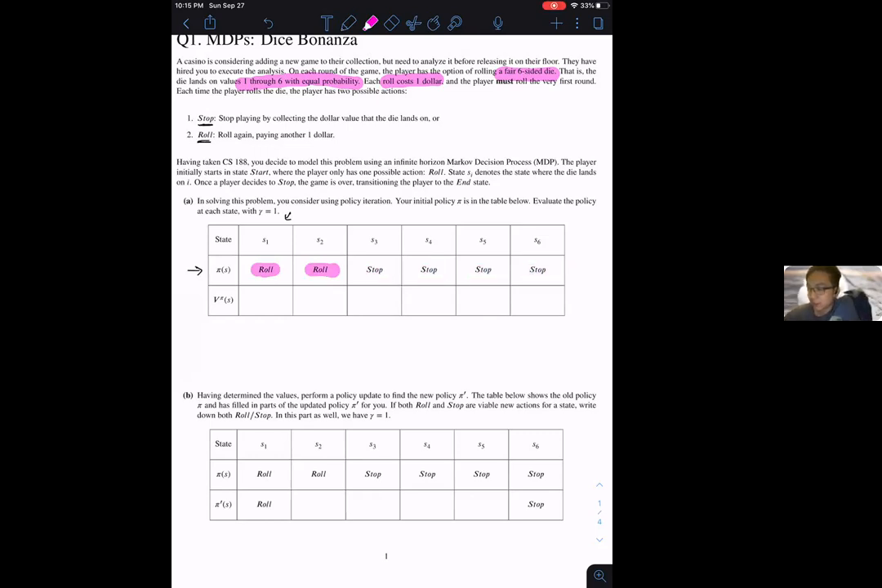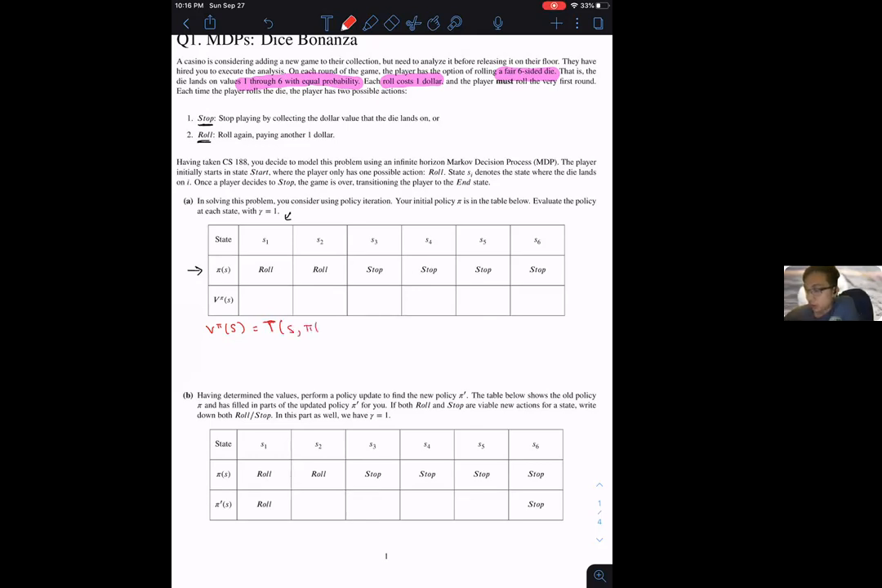What we want to do right now is evaluate the policy at each state where gamma is equal to 1. So what does that mean? Well, evaluating the policy just means given a specific action, we want to compute the value associated with that action. In terms of an equation, it would look something like v pi of some state s, which is the value of the state given a specific policy, is going to be equal to the possible transitions that we can go to from taking that action.